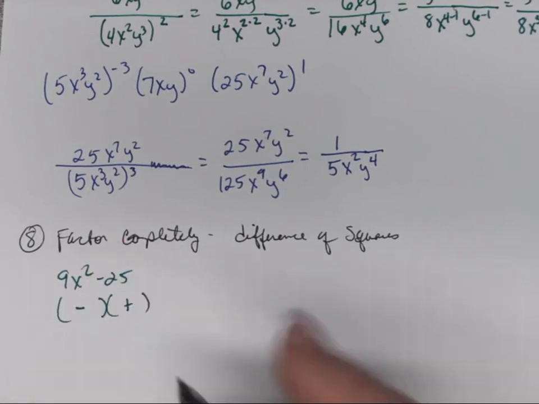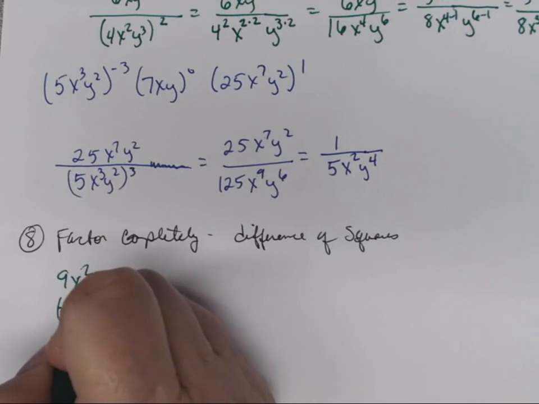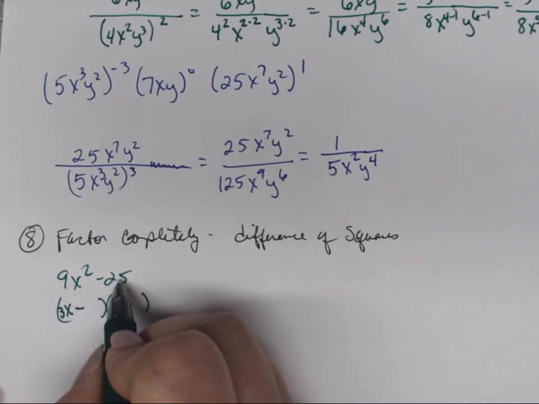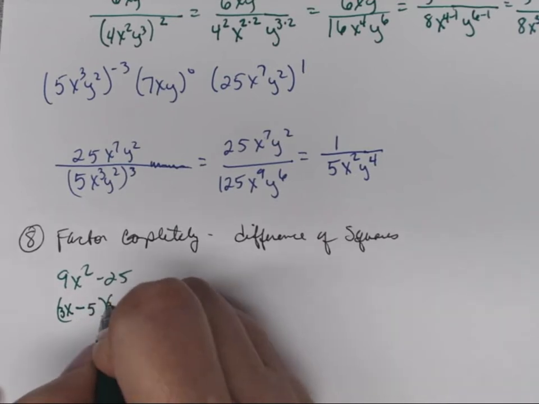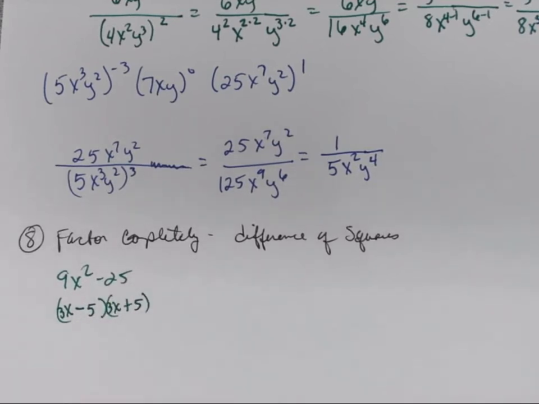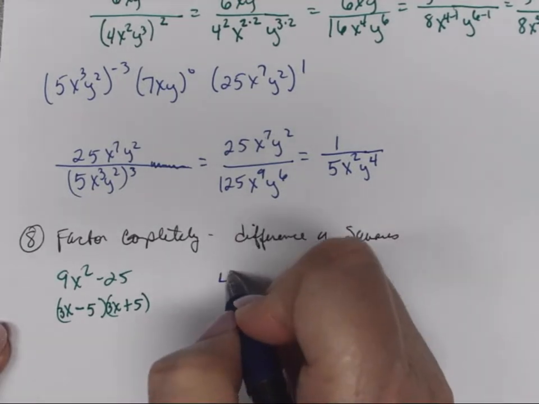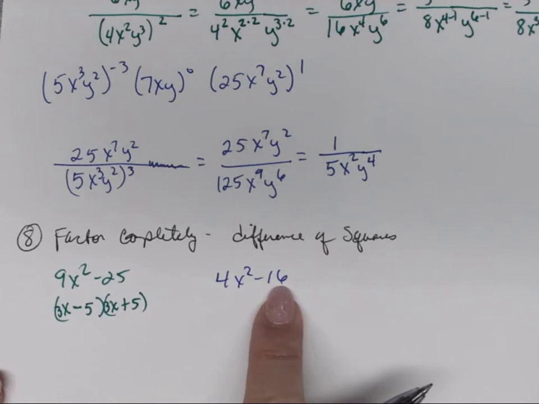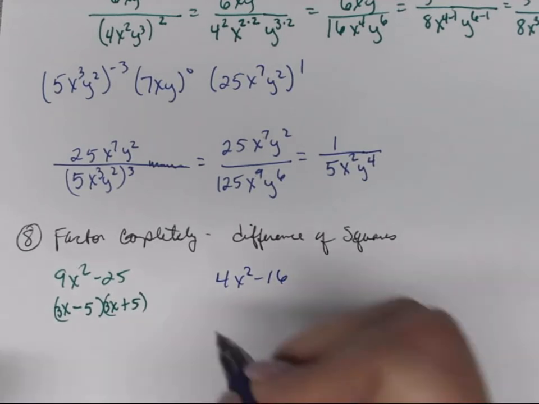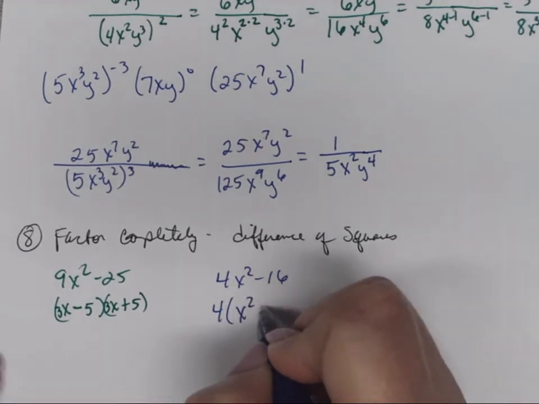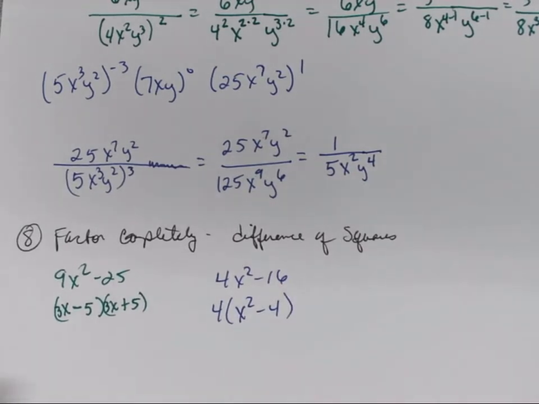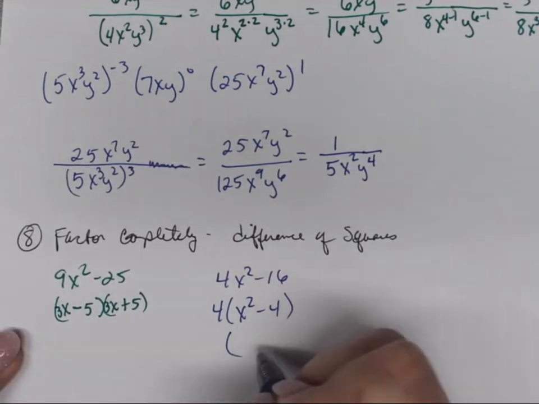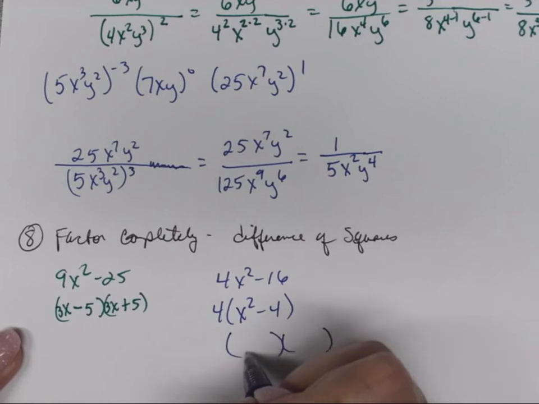So the square root of 9 would be 3. Square root of x squared would be x. Square root of 25 would be 5. And then repeat. And that's your answer. All right, let's go look at another one. 4x squared minus 16. Well, between that, I have to look for a common factor. I have a factor of 4, and then it becomes x squared minus 4, because 16 divided by 4 would be 4. Now it becomes that difference of squares.